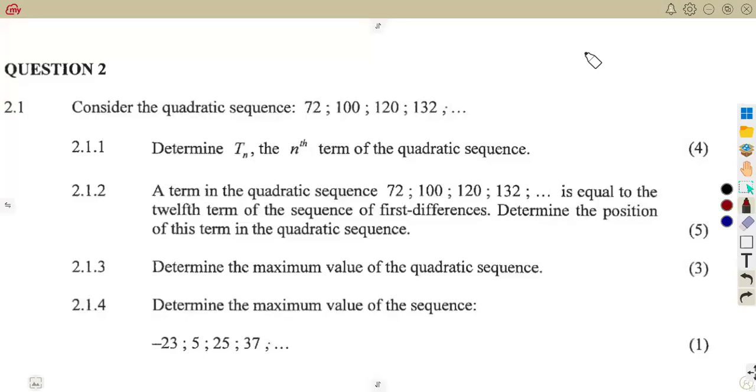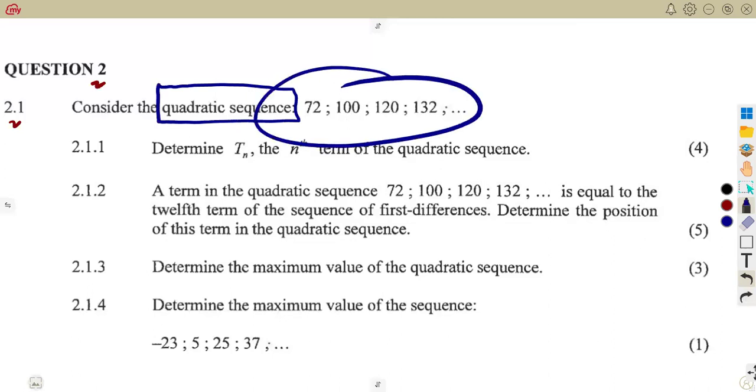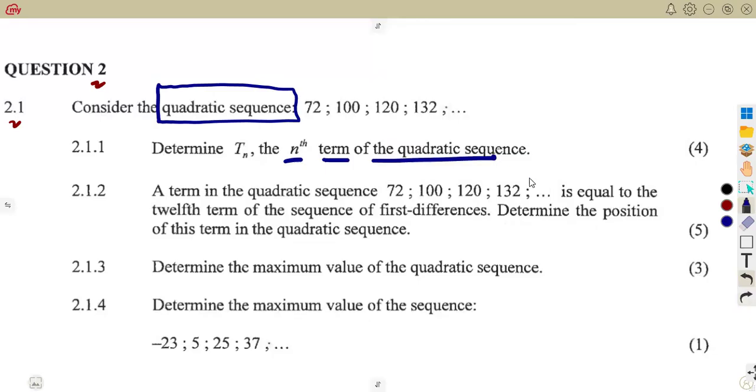So in this case, we are going to consider a typical exam revision, working on our number patterns, the sequences and series. Having this question, we are given on question number 2, that is 2.1, consider the quadratic sequence. Take note, they have already specified that the sequence is a quadratic. We are to determine Tn, that is the nth term of the quadratic sequence.